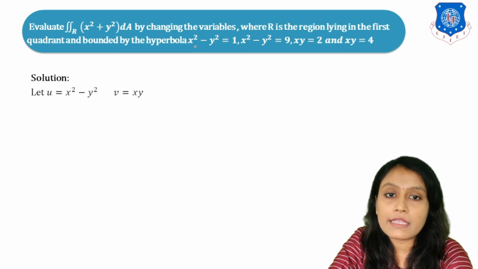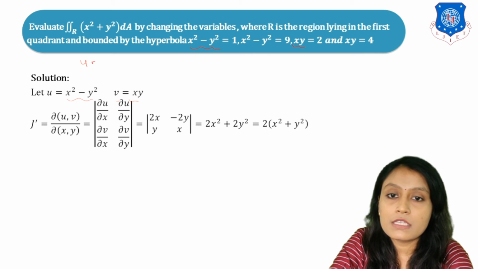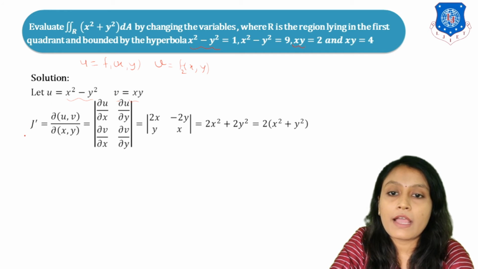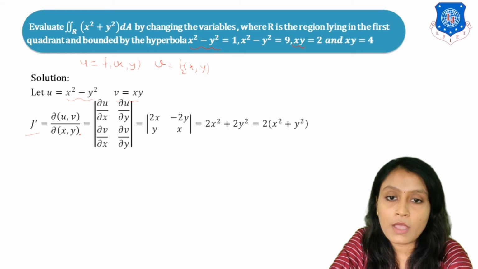Here x square minus y square is given and xy is given. So we will suppose this x square minus y square as u and this xy as v. So again we have this form, that is u is some function of x and y and v is also some function of x and y. So we will find J dash, and J dash is given by del(u,v) upon del(x,y), and it is given by the determinant of del u by del x, del u by del y, del v by del x, del v by del y.